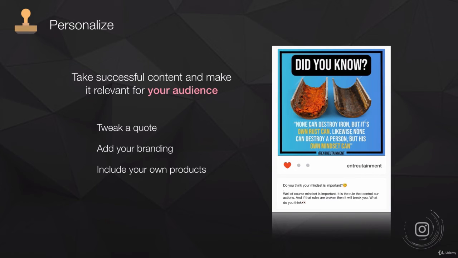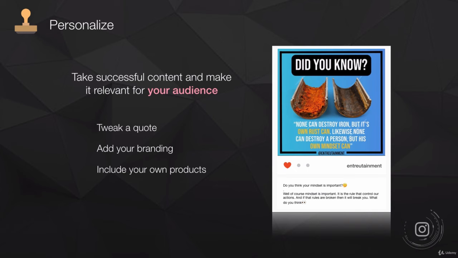You can see English is not a requirement for being successful on Instagram, but you can see up in the photo they've got, "none can destroy iron, but its own rust can." I think it's supposed to be "no one," but let's just try and ignore this English here. It's a good example of you don't need to be perfect on Instagram. You just need to see what works. The general gist works much better than the finer details. Likewise, none can destroy a person, but his own mindset can.